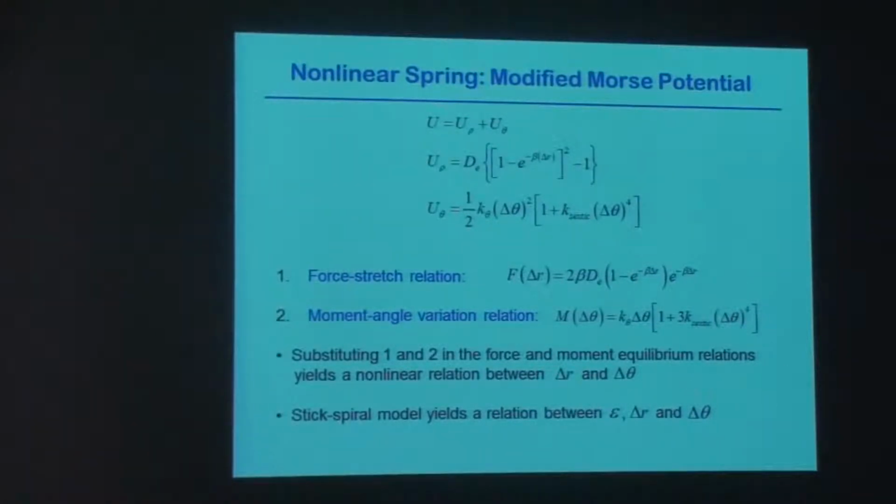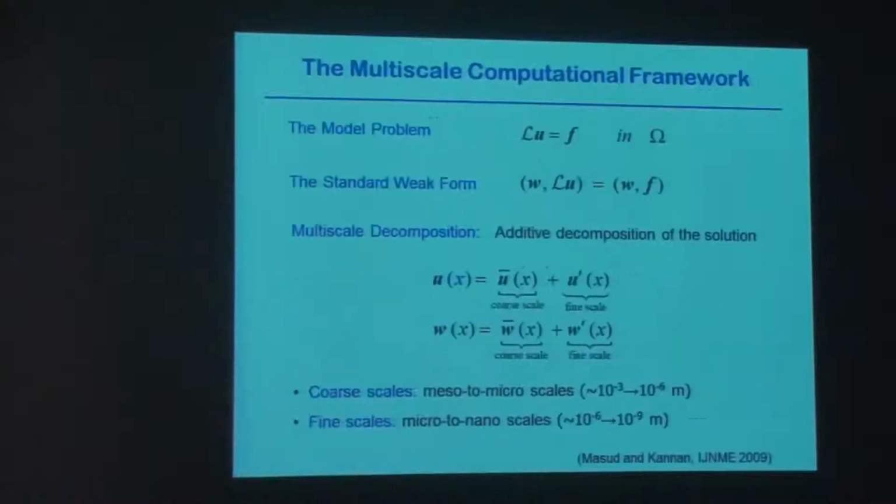Now that this framework is in place, let's take a look at what this multi-scale framework is. I've written here L of u is equal to f. This is an equation that models the deformation of the nanomaterial, not specifically just nanotube, just nanomaterial. L is the differential operator, f is the forcing term, and u is the unknown field. For the time being, let's say u is the displacement field. We can develop the standard weak form, variational form, by multiplying by an appropriate weighting function and integrating over the domain.